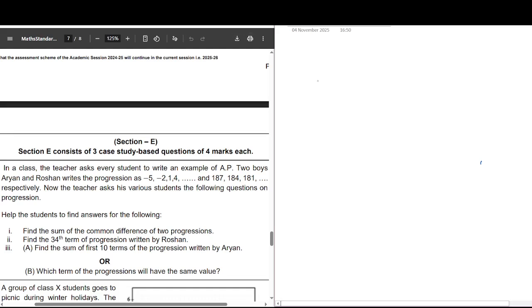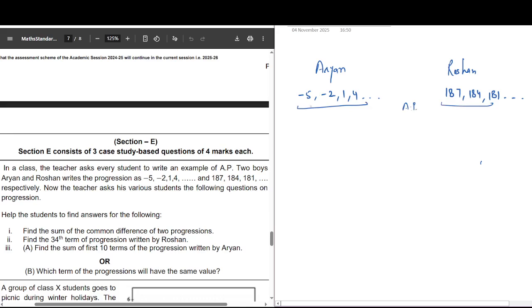Let's first write what all things are given. So there are two boys, one is Aryan and another is Roshan. And the progression for Aryan is given as -5, -2, 1, 4 and so on. And for Roshan it's 187, 184, 181 and so on. Now you will see the first progression and second progression both are AP. It is already given in the question.